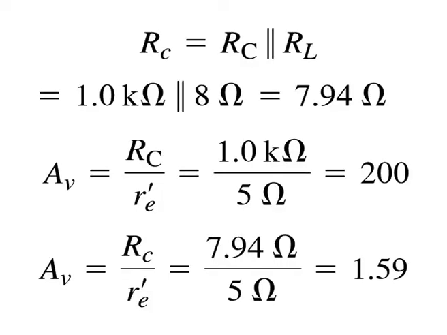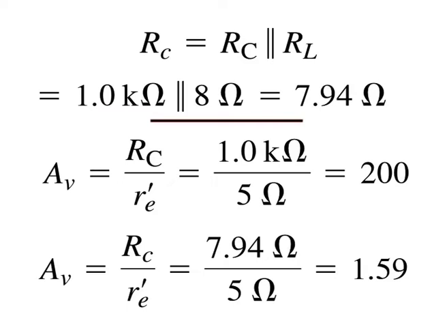If the speaker is capacitively coupled to the output of the amplifier, the load appears to the AC signal in parallel with the collector resistor. This results in an AC collector resistance of Rc equal to RC parallel with RL, which is 1 kilo ohm parallel with 8 ohms, and this comes out to be 7.94 ohms. Obviously, this is not acceptable because most of the voltage gain is lost.